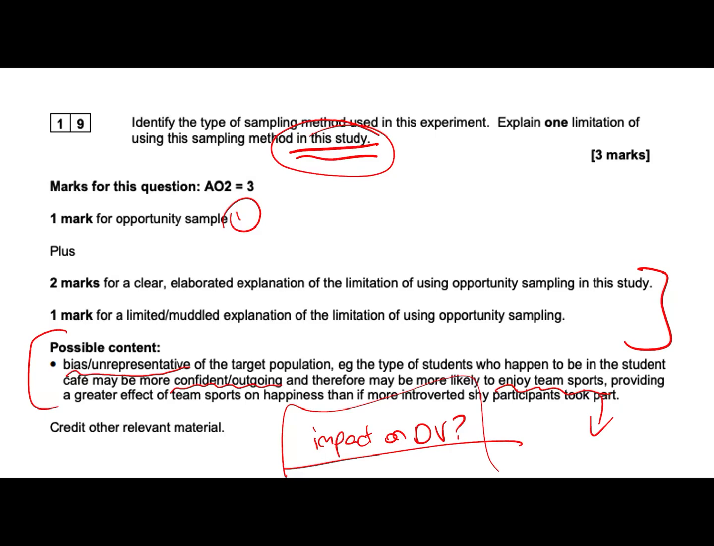the dependent variable. So a lot of people just got 2 marks for this, 1 for saying opportunity sampling and then 1 for giving a generic limitation of opportunity sampling, but it needed to be contextualized.